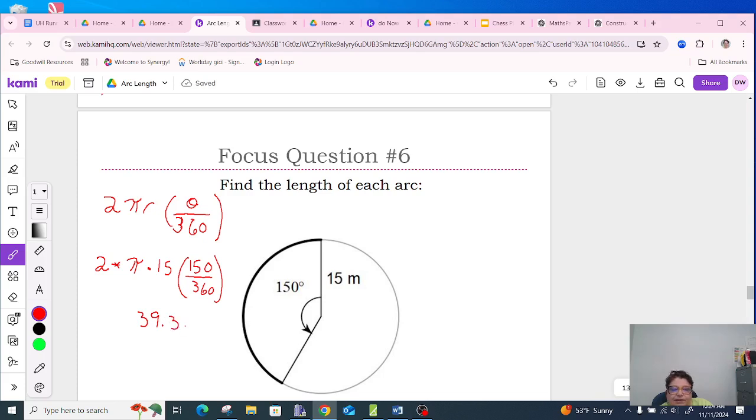39.3. It would not be degrees because it's a measure. So it'd be meters. No square? Nope, because it's just a length, like with a ruler or tape. Nope, that would be volume. Square is 2-dimensional, volume's 3-dimensional. So no points? Length is 1-dimensional. This is 1-dimensional.